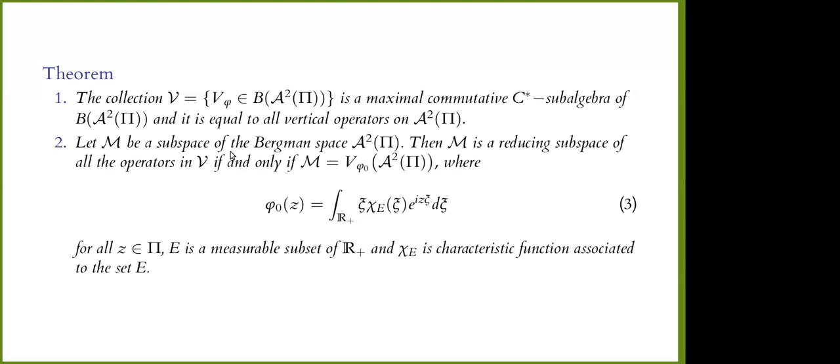Similarly, if M is a closed subspace of A2 pi, then it is a reducing subspace for all the operators in V if and only if M takes the form V phi naught of A2 pi, where this phi naught is associated to a characteristic function chi E for some measurable subset E of R plus. So this again follows from the fact that whenever M is a reducing subspace for multiplication operators, then we have the existence of chi E for some measurable subset of R plus, such that the set M is nothing but the projection associated to the multiplication operator with symbol chi suffix E, which is an orthogonal projection.